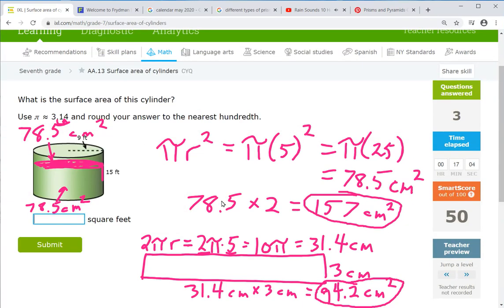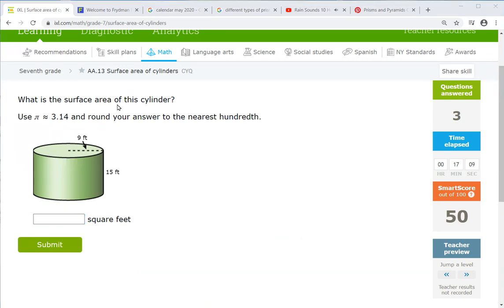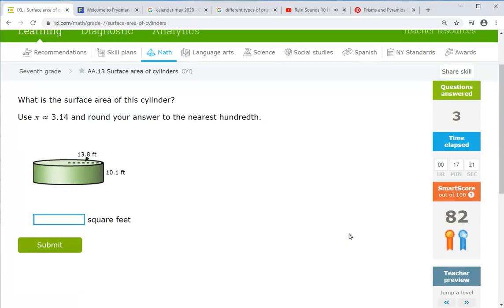All right. What is the surface area of this cylinder? Looks like this is the same as the last one, so I'm going to jump ahead to the next level here. What's the surface area here? Again, this looks exactly the same, except there are decimals here. So you just want to make sure that you are rounding your answer to the nearest hundredth, because that might matter for some of these.